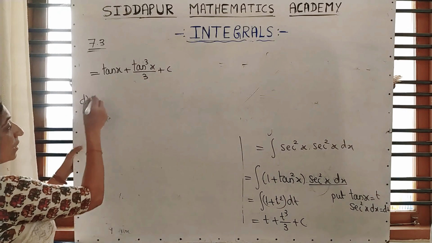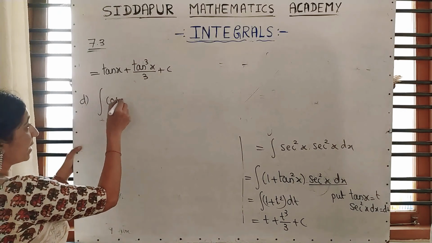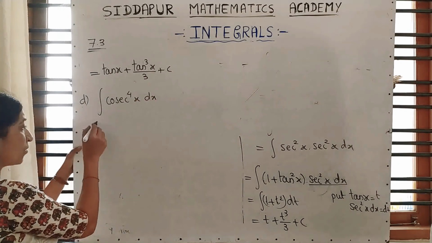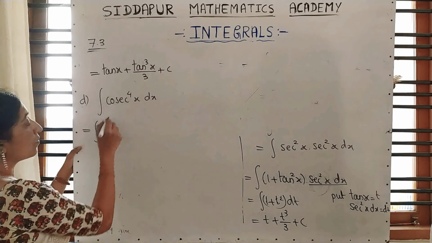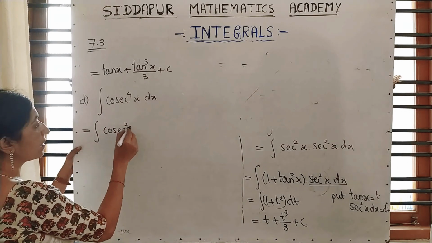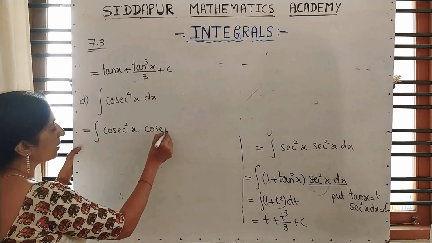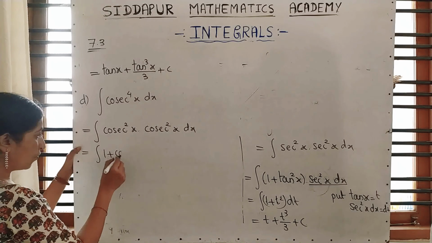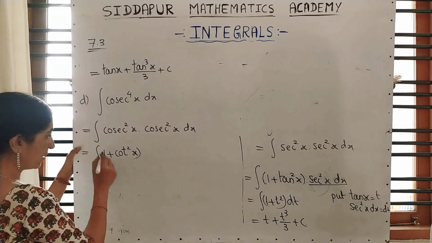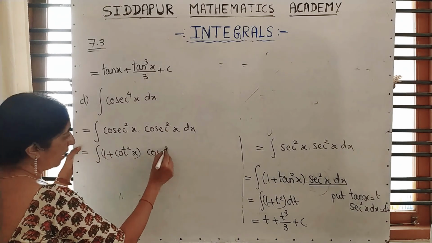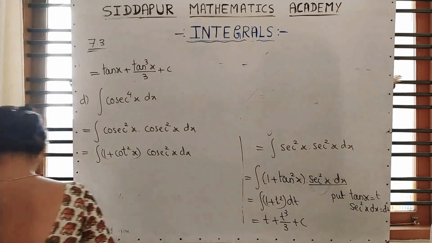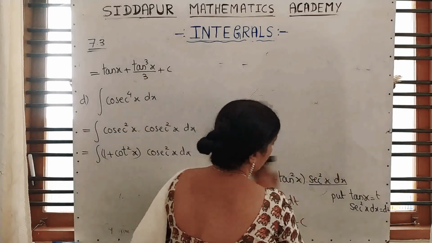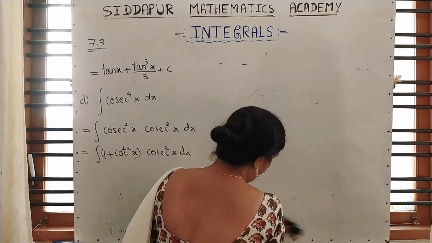Moving to the next, that is d, cosecant raised to 4. Sin and cos are a little bit similar. Sec and cosec are similar. So here it is split as cosecant square x into cosecant square x. 1 cosecant square I am splitting as 1 plus cot square x. This I kept as it is. It is exactly similar to the sec raised to 4.